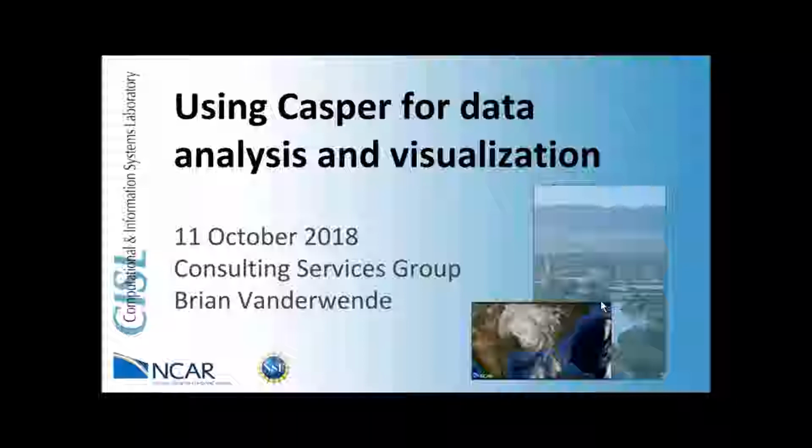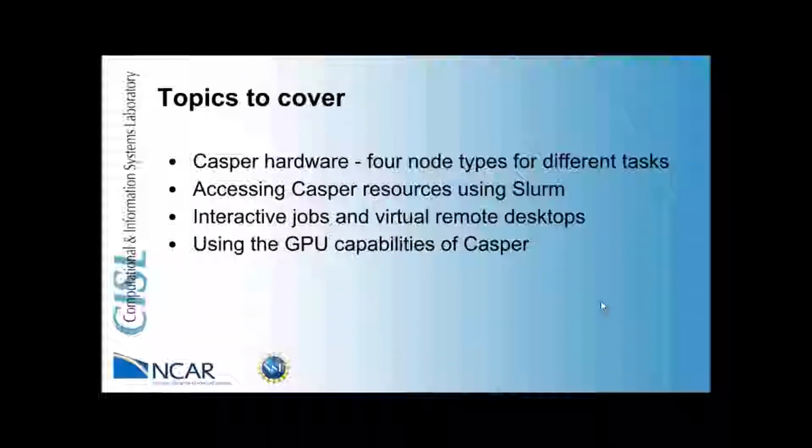Okay, so here are the main topic areas that I want to cover today. We'll talk a bit about the hardware. Casper is a bit more heterogeneous than the other systems that we've brought in. There are 4 different node types encompassed in Casper, so if you say to yourself, I want a Casper node, that's a bit more complicated. It won't mean one particular type or one particular collection of hardware. There's a variety. We'll talk a bit about how to access those resources using the Slurm scheduler.